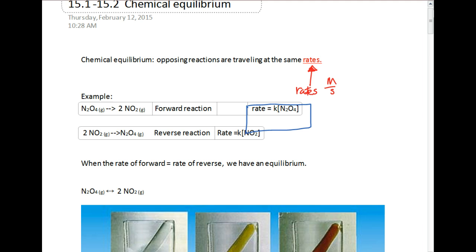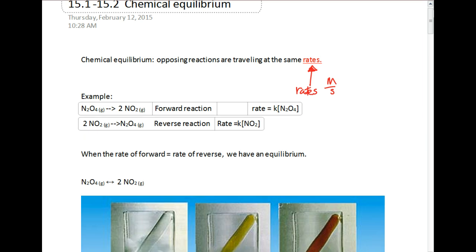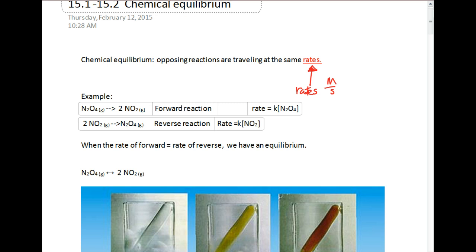Now, if we take this reaction and we reverse it, we get what is, obviously, called the reverse reaction. So we're taking the product of the forward reaction and making it the reactant. And so this reaction is going backwards now. We're going to call it the reverse reaction, and we would say rate is equal to k [NO2]. And of course, like I said before, we would have to use experimental data to determine the order of this reaction. So let's jump into it.